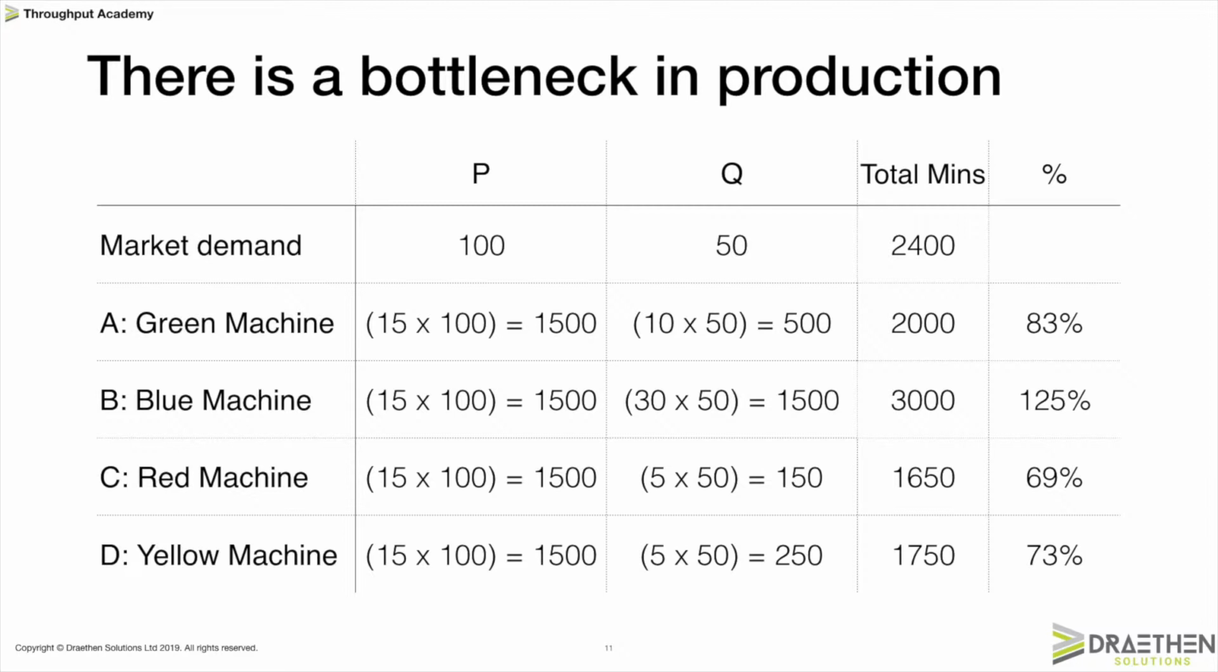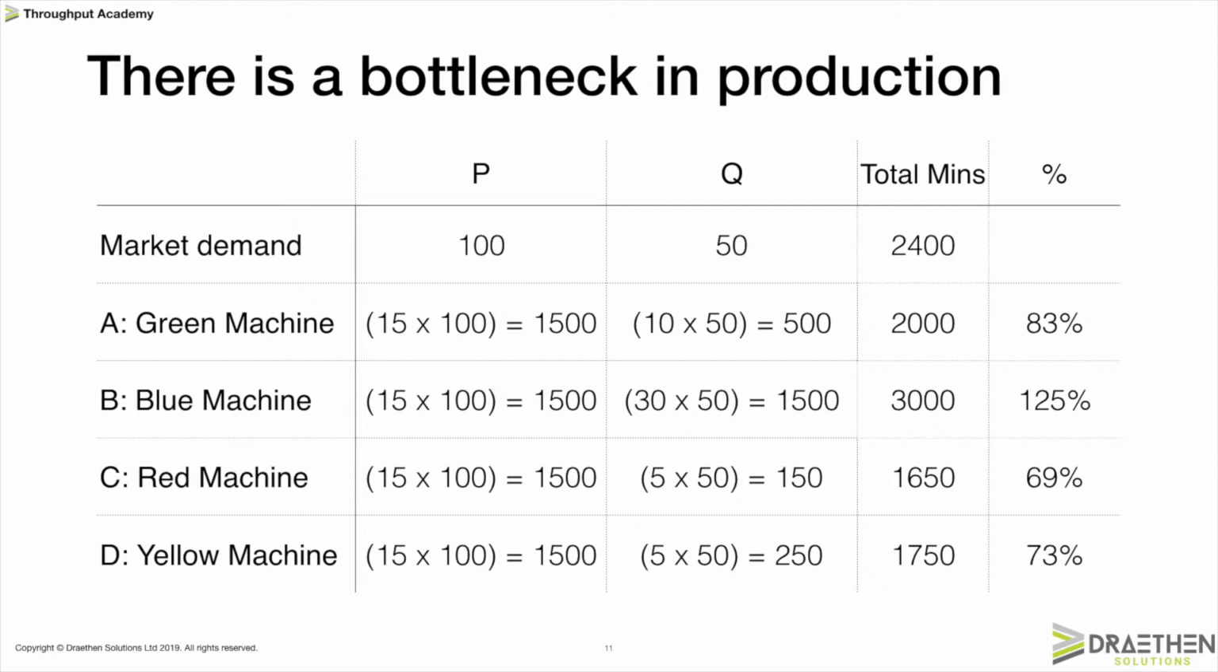15 multiplied by 100 is 1500, and that is the amount of minutes required to produce that number of units of product P. Product Q, on the other hand, requires 10 minutes of processing time per unit, and demand is there for 50 units. So 10 multiplied by 50 is 500, creating a combined total load on the green machine of 2000 minutes during the week.